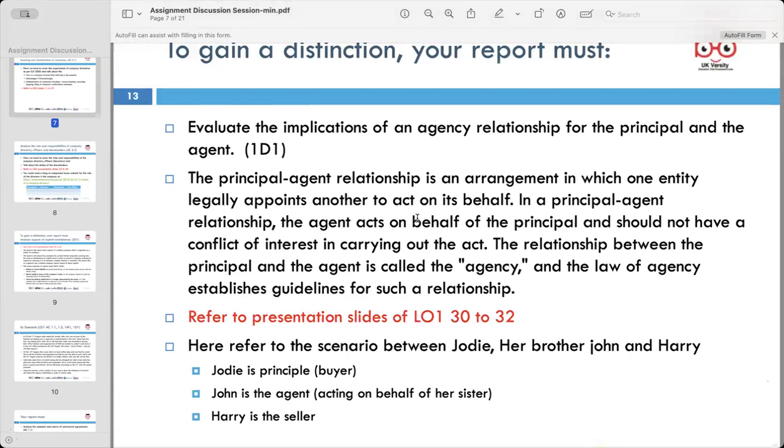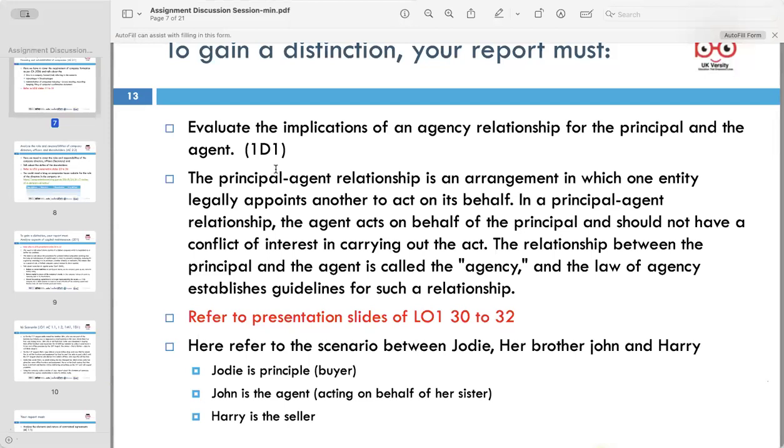See, if I only go through this paragraph: evaluate the implication of an agency relationship for the principal and the agent. Now, this is not between only Jody and Harry. Forget about them, that is a specific scenario, like between you and me. This is about agency relationship for the principal and the agent. It's a definition. You will tell me what is agency, what is the relationship for the principal and the agent. After explaining this, you will explain about me and you.